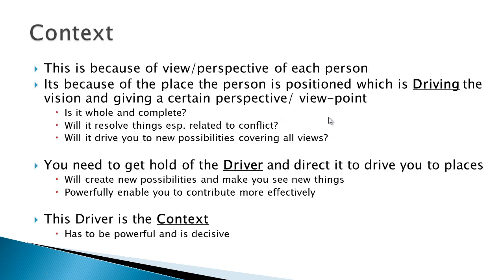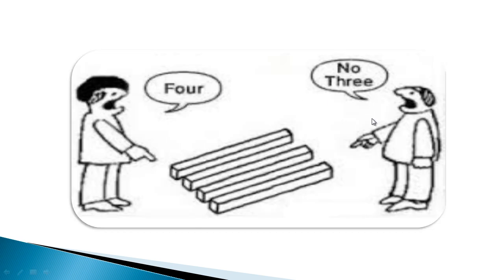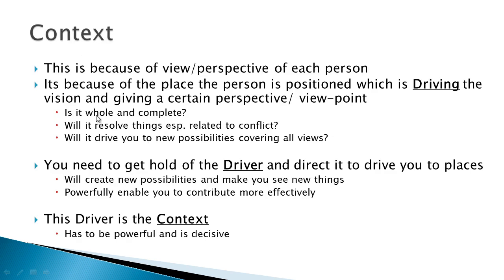This is because the view or the perspective of each person is different. It's because of the place the person is positioned, which drives the vision and gives a certain perspective or viewpoint. Now, is it whole and complete? Obviously not. Both of them are not getting the complete picture. You sitting in front of the screen can make out that the complete picture is a little different from what these two guys are seeing. So for both of them, it is not whole and complete.